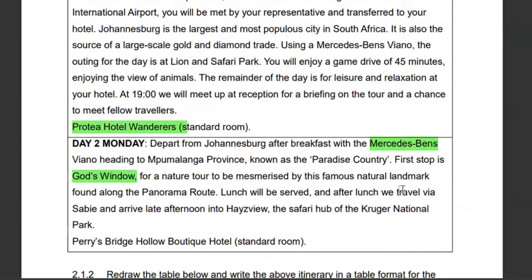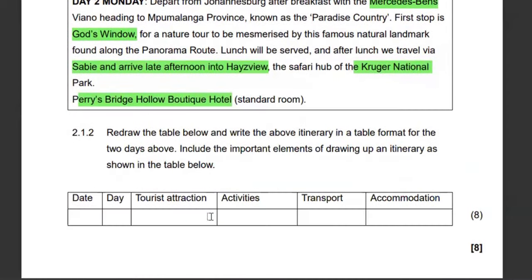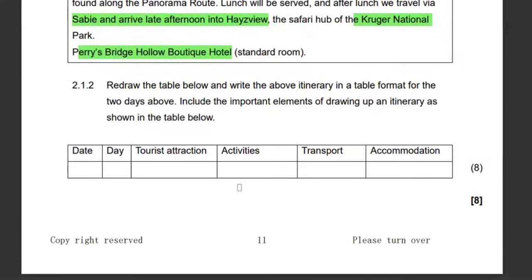Lunch will be served, and after lunch, we travel via the Sub-B and arrive late afternoon in Hazyview, the safari hub of the Kruger National Park. Okay, it will involve that. Then the accommodation will be Berry's Hollow standard hotel room. All right. Now let's get straight to the question and determine what the question wants.